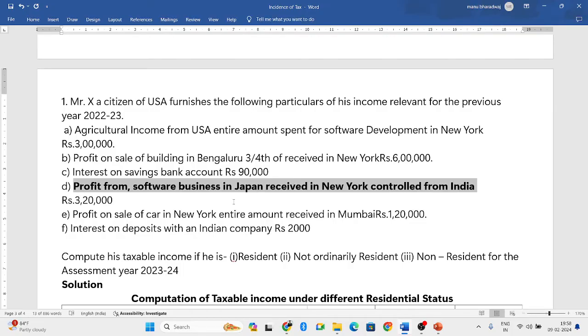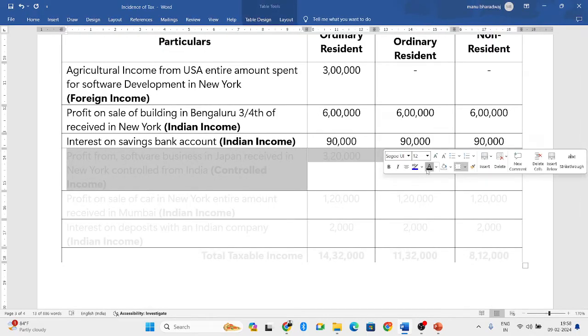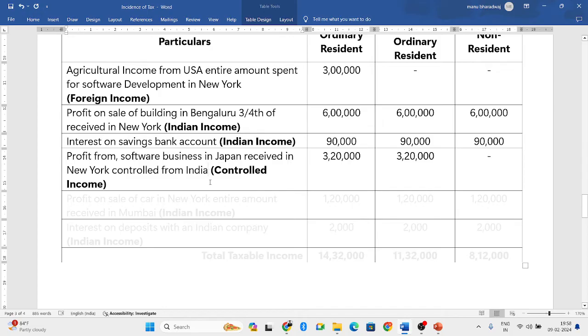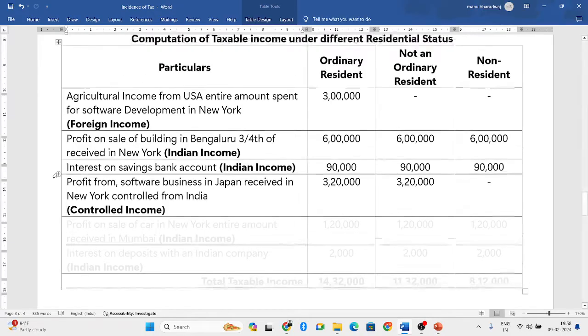What are those two categories? Category number one is income from business and profession. This particular transaction falls under that category. Under income from business and profession, two categories come: controlled from India, controlled outside India. They have clearly mentioned that the business is controlled from India. So when it is controlled from India, only two persons will be taxed. As it is controlled from India, this is called controlled income. Tax applies only to two persons: controlled income is taxable for only ordinary resident and not an ordinary resident.